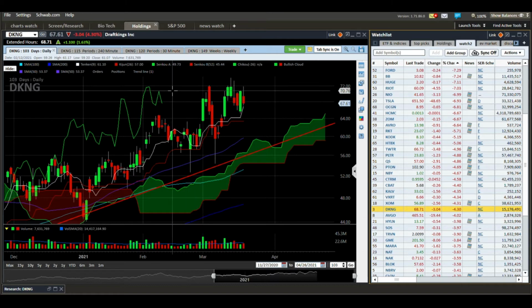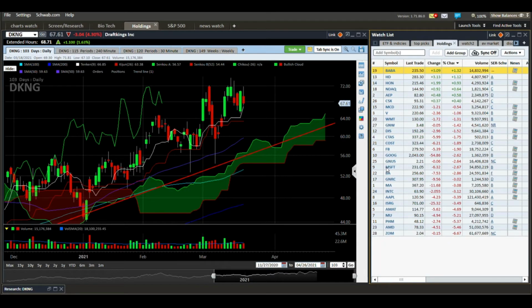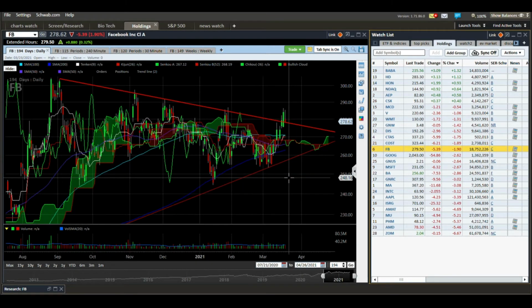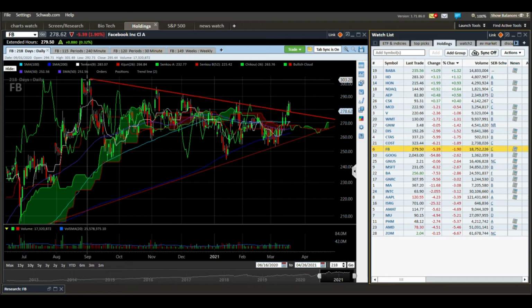Also, I think that cyclical blue chip stocks are going to be good. I was just looking at Facebook, and Facebook has just broken out of a consolidation wedge, and I think this is going to take off. So you see what I've drawn here with this wedge pattern? It's been consolidating for quite a while.